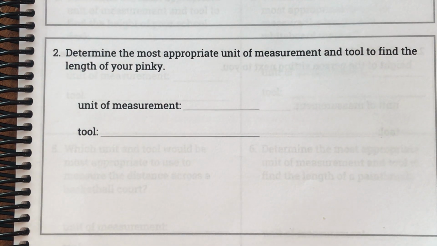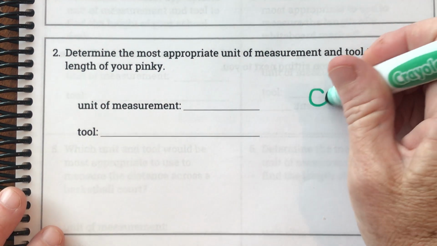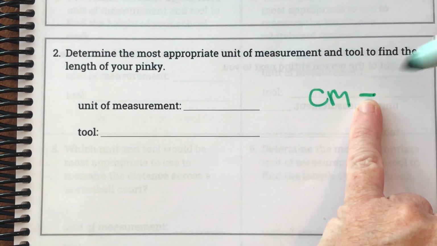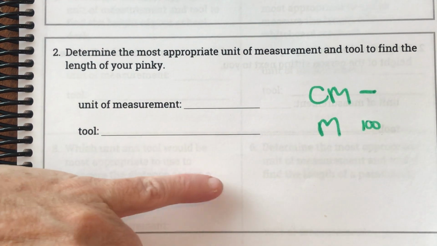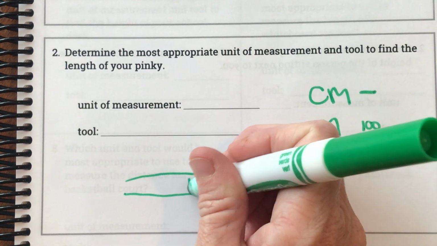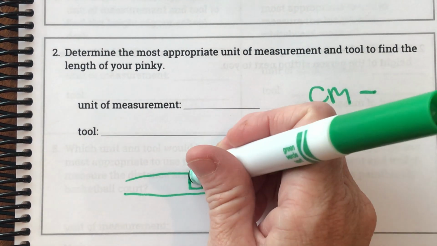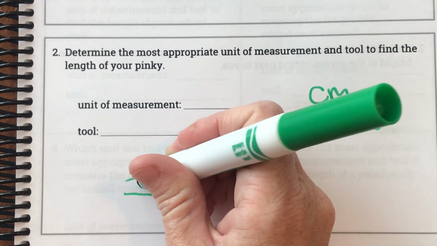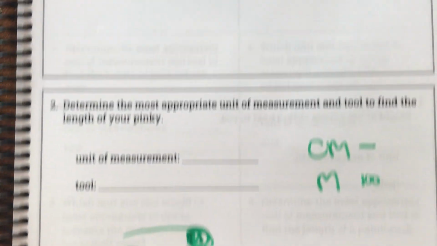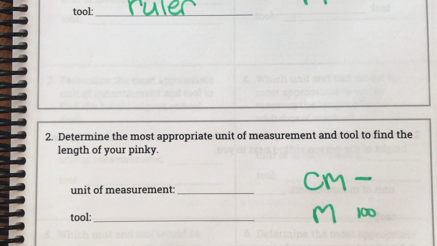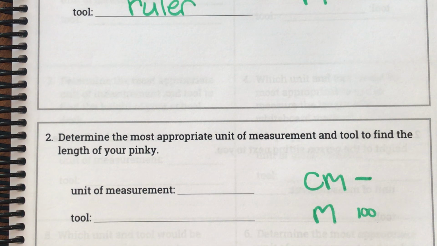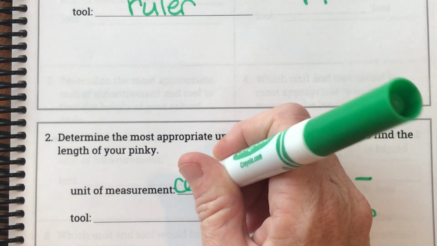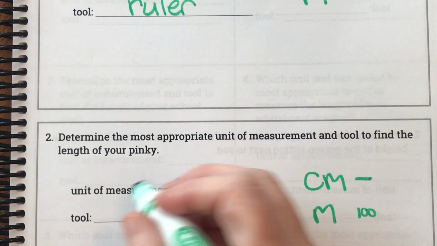Our next one says, determine the most appropriate unit of measurement and tool to find the length of your pinky. Our choices, remember, are a centimeter, which is about the top of my pinky, or a meter, which is about 100 of those. Let's think about my pinky. My pinky is about this. That's a very small thing to measure, right? My entire pinky is pretty short. So what am I going to do with that? I'm going to choose my smallest one, which is a centimeter. And my tool would be a ruler.